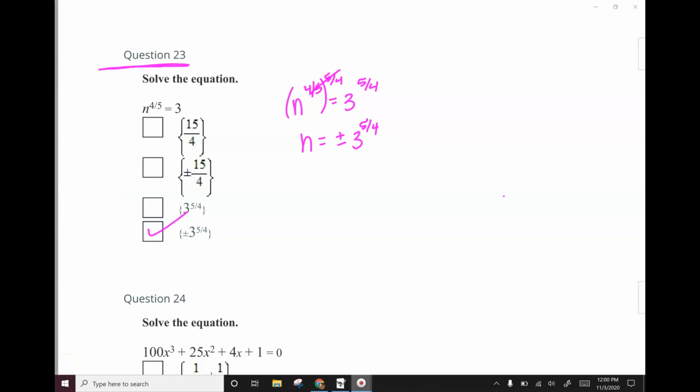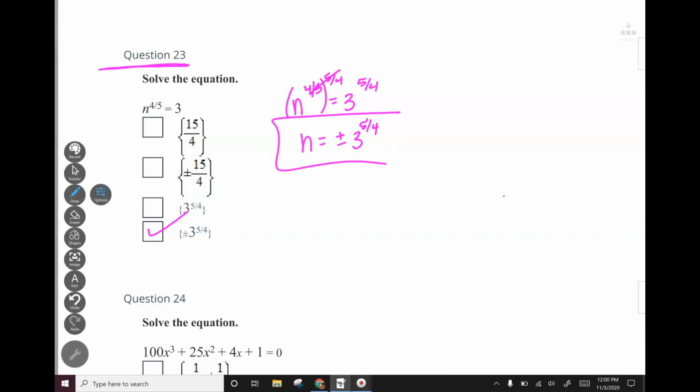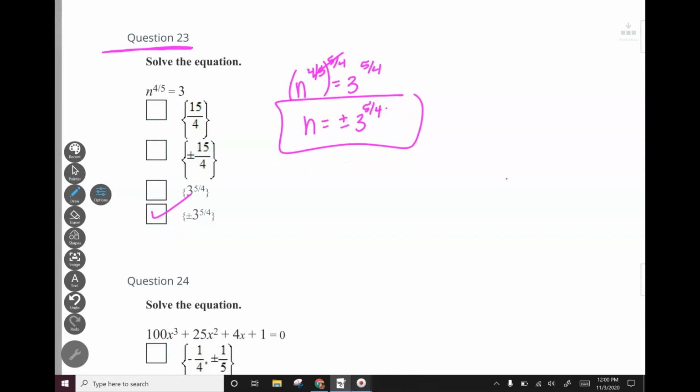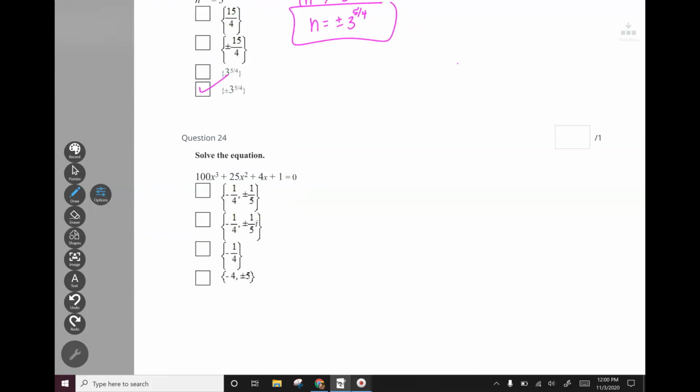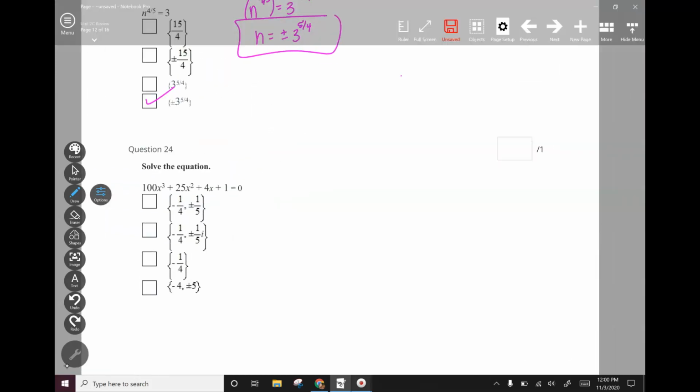I think for some reason the one without plus or minus was showing up, but you need plus or minus anytime you take an even root, which is when your denominator here is even. All right, let's see. Next page.